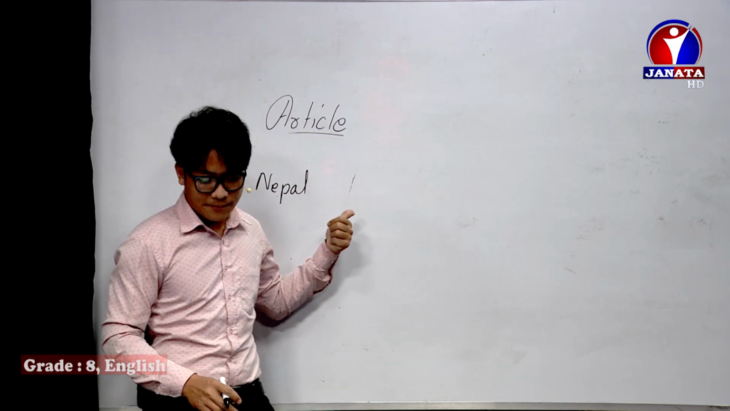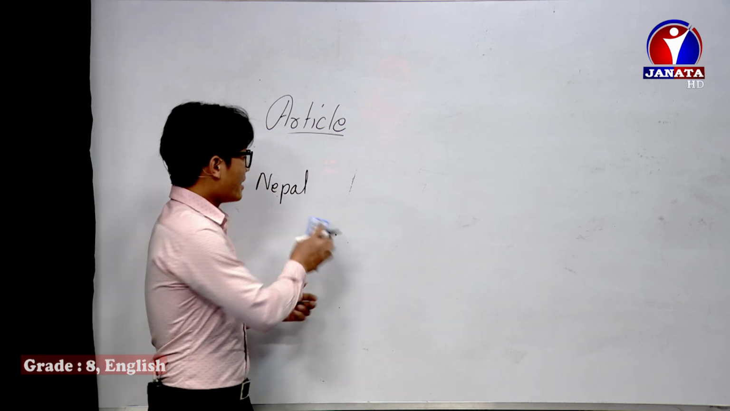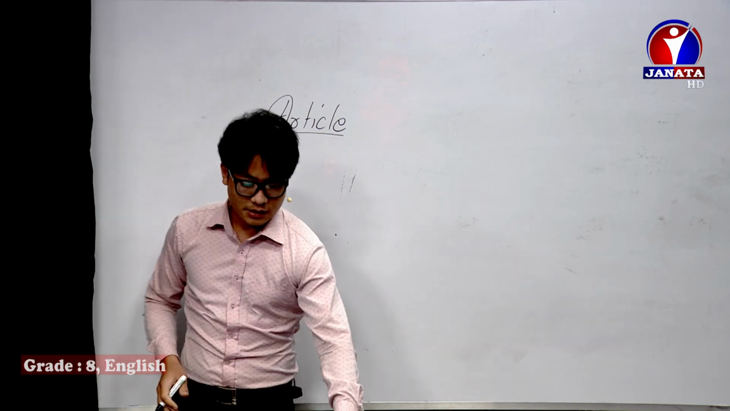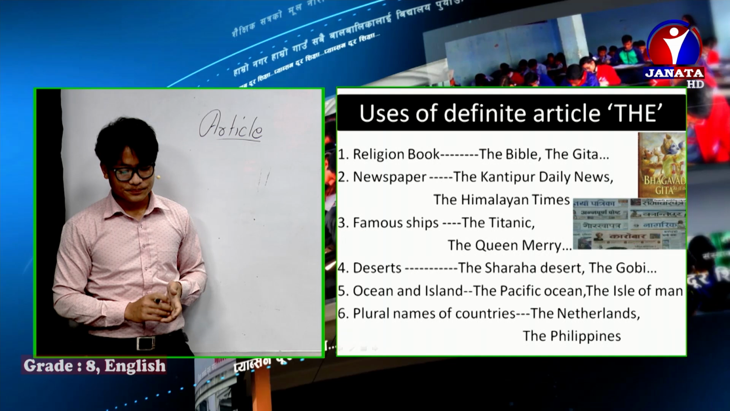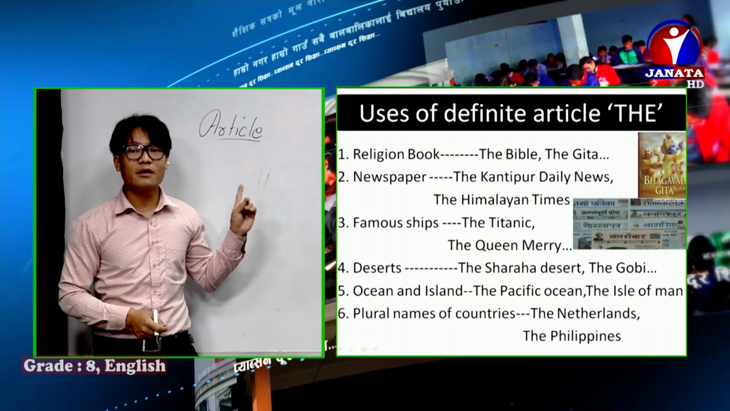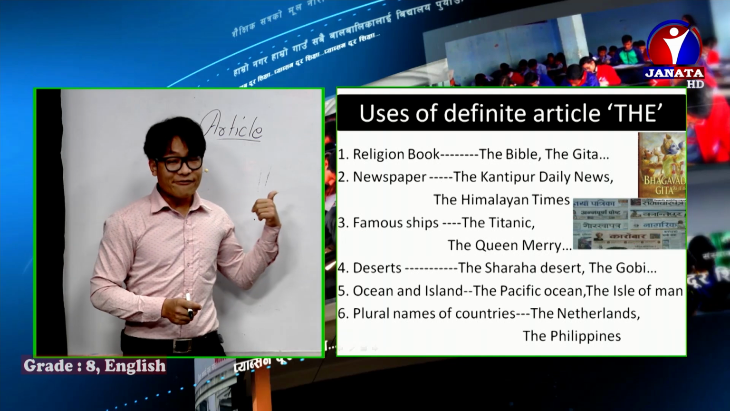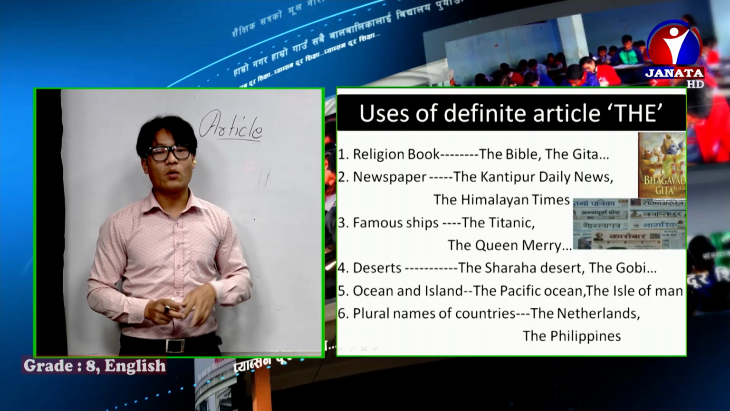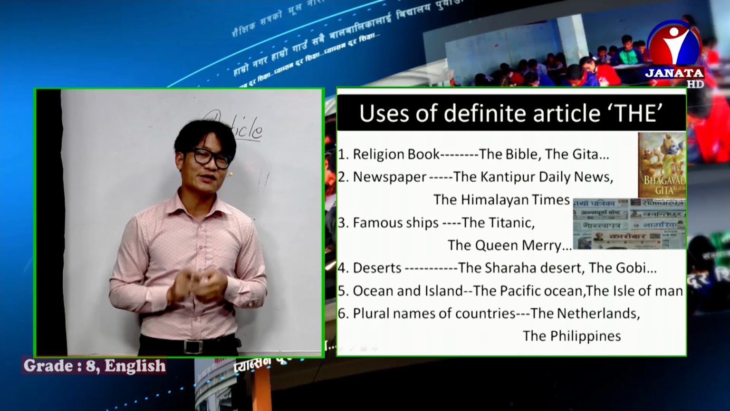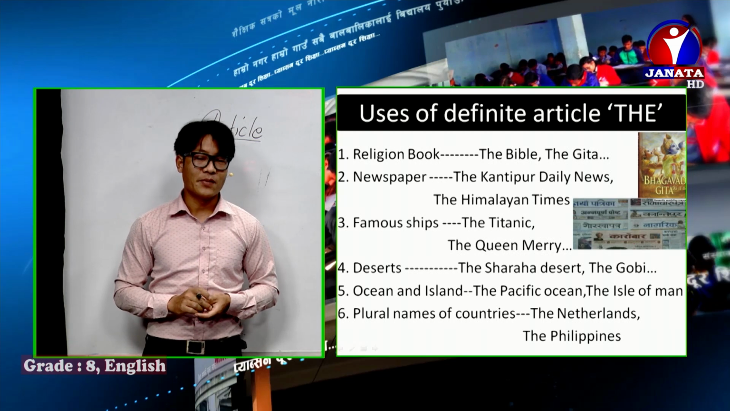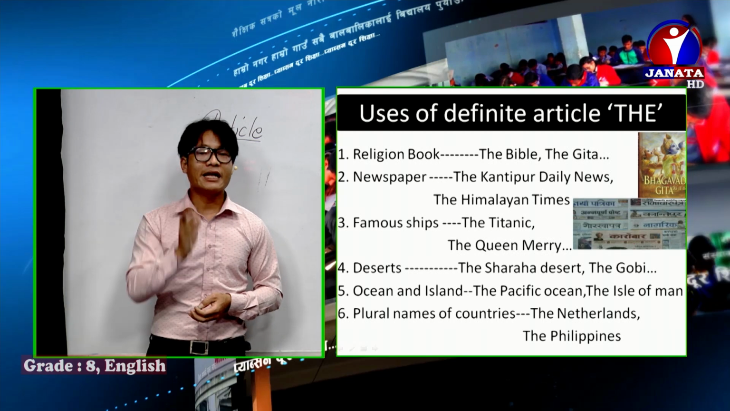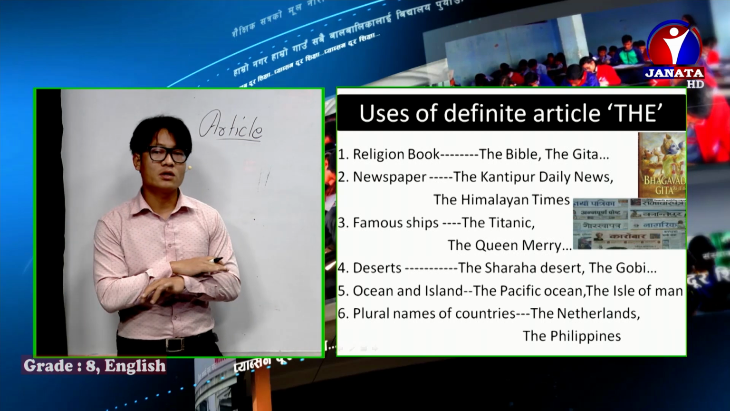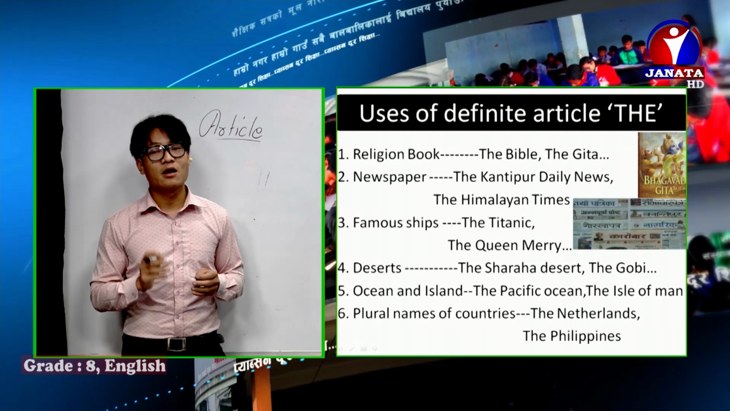You can see the example, the Netherlands. So we use, you can see on this side of the slide, the Netherlands, the Philippines, the United States of America. When there is a plural name, then you should use the article. But when there is a singular name of a country, then you should not use any article, because this is a proper noun.